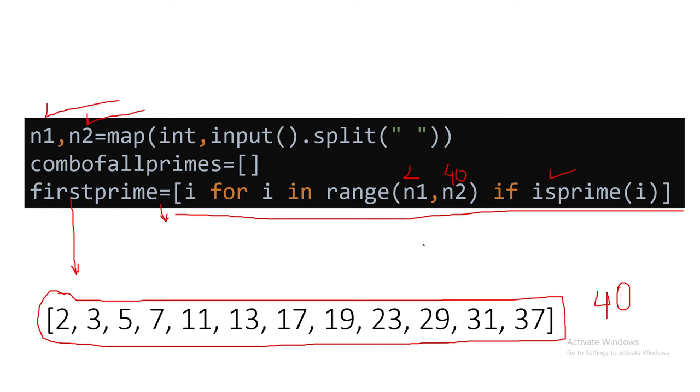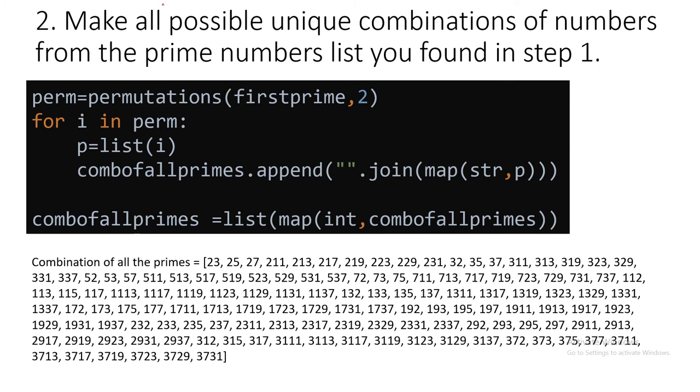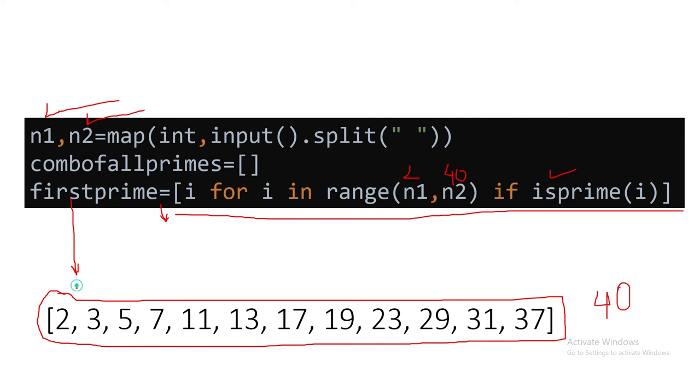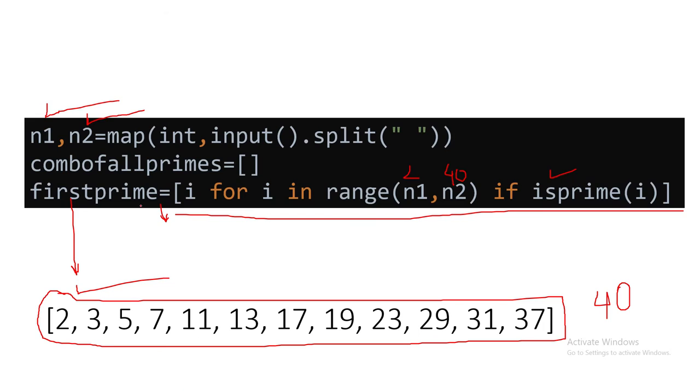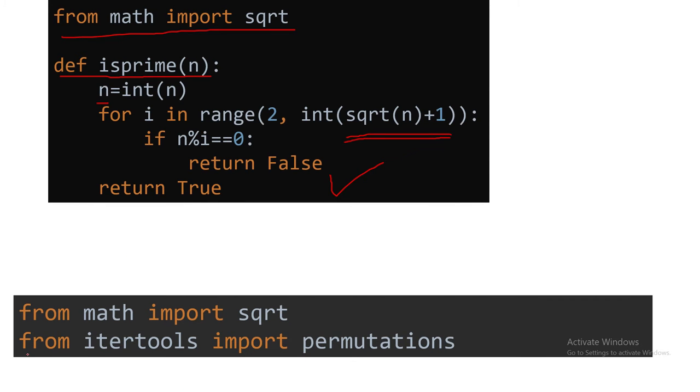Now we have to make all possible unique combinations of numbers from the prime numbers list. In step 1, we have to generate all possible combinations from the first prime list and get them into the list of all combinations. So what we are going to do is, from itertools, import permutations.